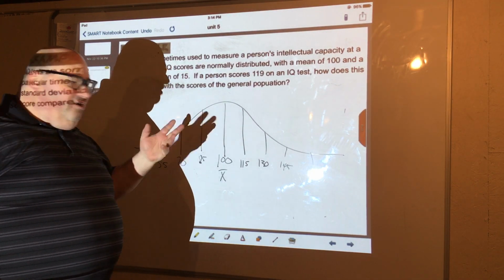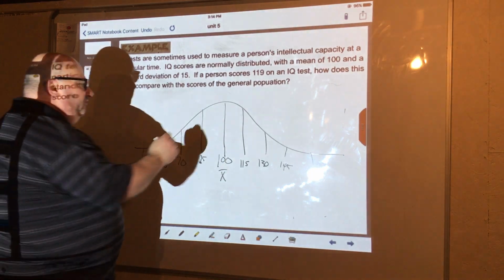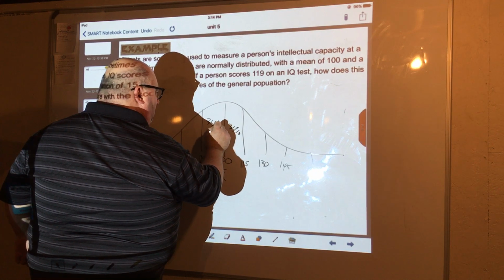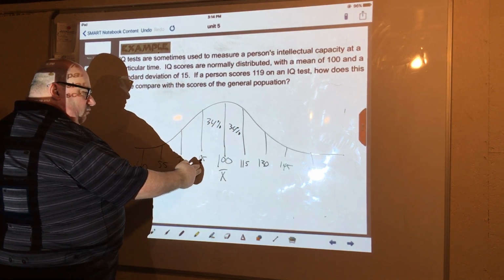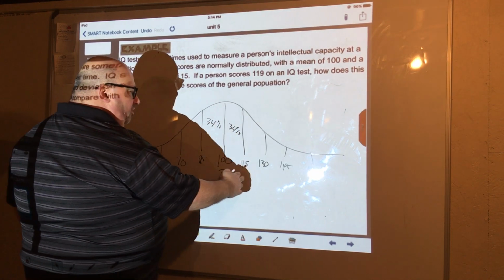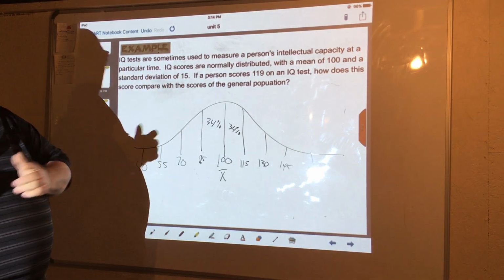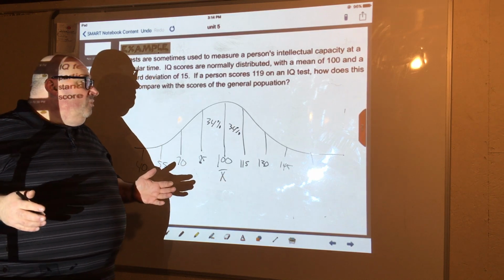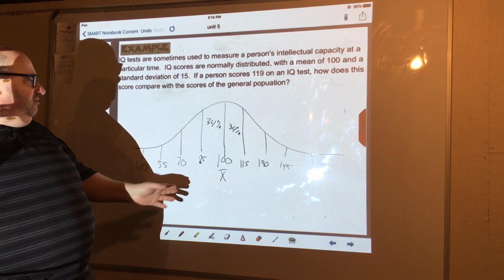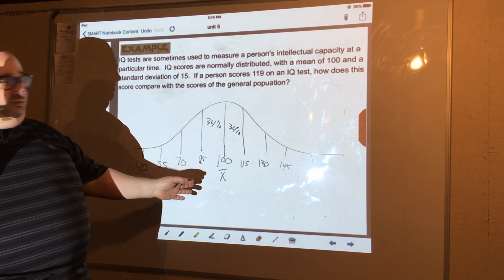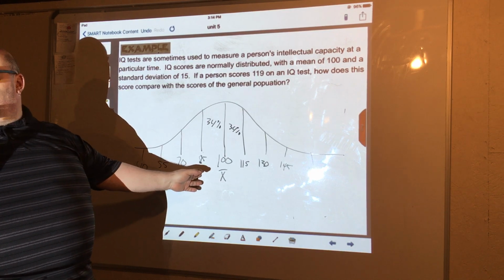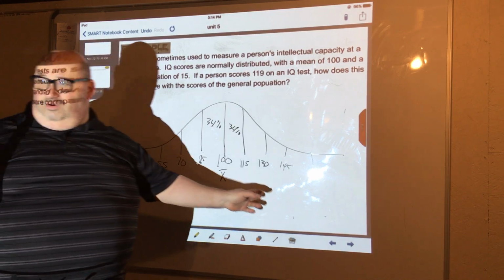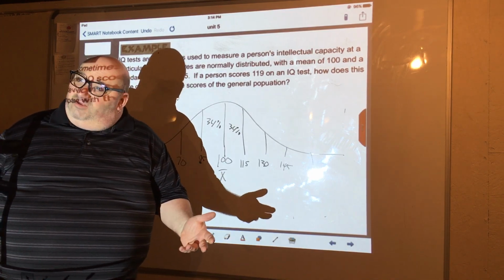So, here's the thing. 34% on each side. This is one deviation below and one deviation above. What does that mean? It means that of the people that take an IQ test, their intelligence quotient, 68% of the people out there will be between 85 and 115. So not a bad score.